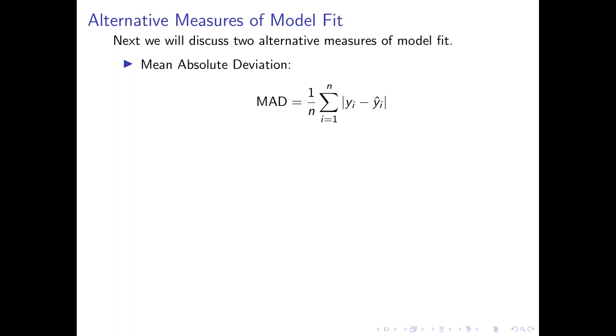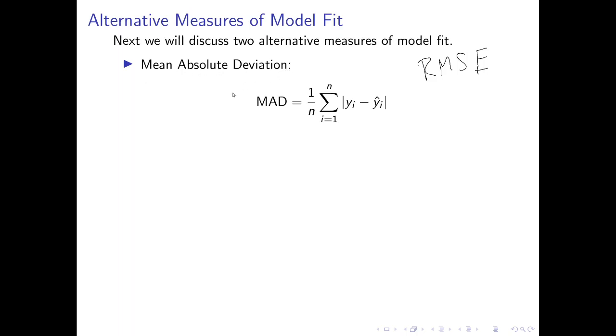So the big quantity that we've used for model fit so far is mean squared error and root mean squared error, right? And so we're going to be talking about alternatives to root mean squared error. Root mean squared error being a decent measure of model fit, but we're going to talk about some other ones. So the first one is mean absolute deviation.